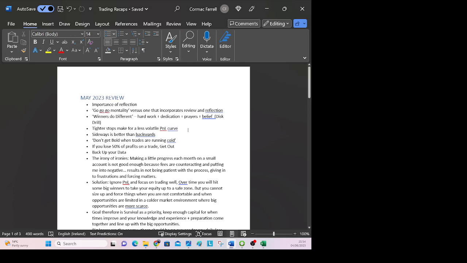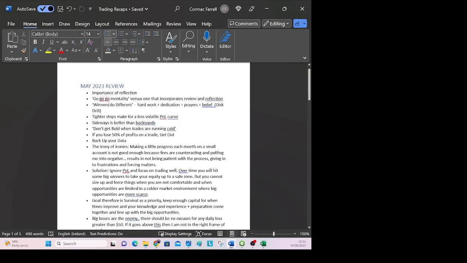So anyway, more things that I've jotted down here. Tighter stops to make for a less volatile P&L curve. Market Wizards, that's where I got that. Makes sense. Sideways better than backwards. Jack Kellogg, that's where I got that. Don't get cold when trades are running cold. Mark.